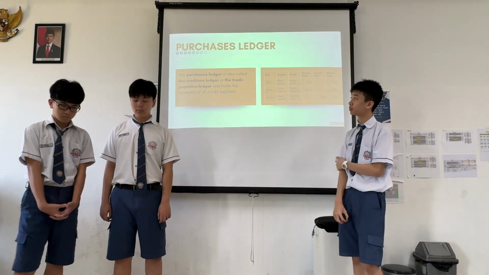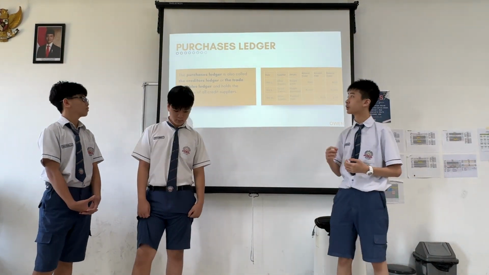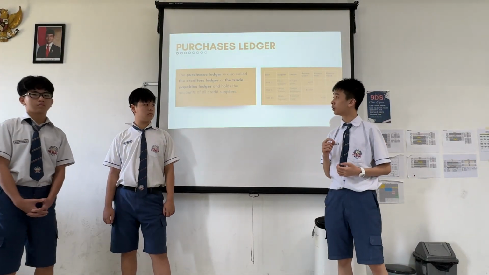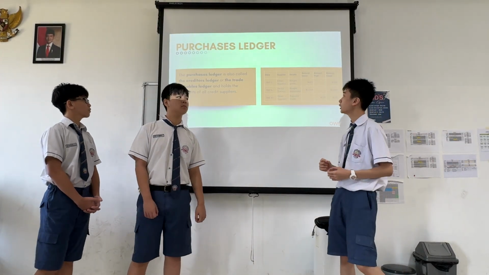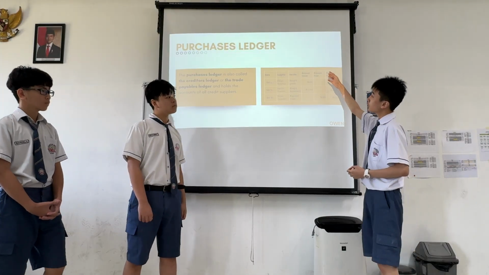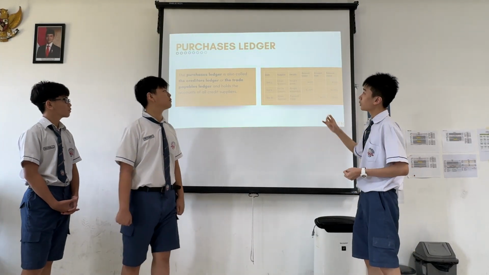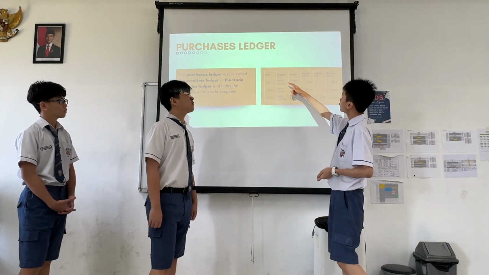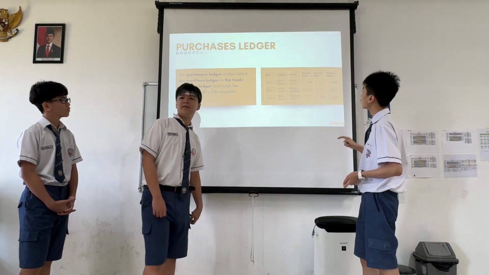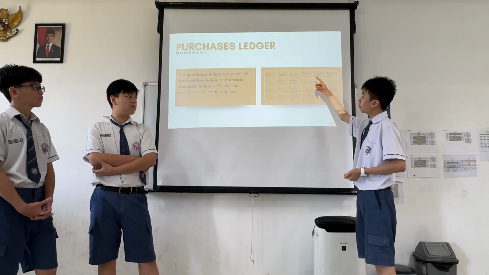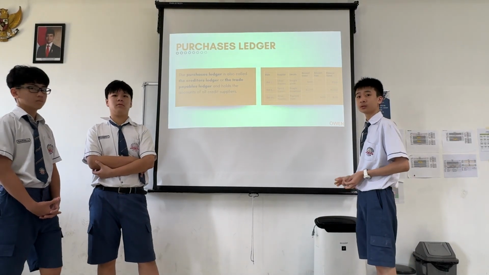Firstly, purchases ledger. The purchases ledger, also called the creditors ledger or trade payables ledger, holds the accounts of all credit suppliers. In this table, it shows all the purchases we did. The purchases ledger shows all the suppliers, and it would be placed on the credit because it's something we owe by buying goods from a supplier.